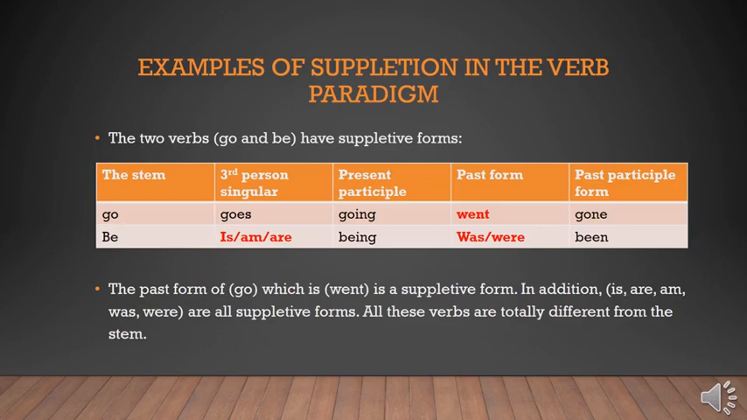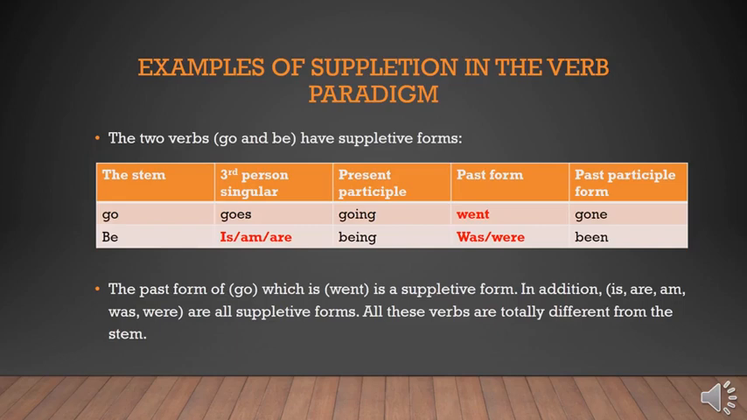For the verb be, the stem is be. The third person singular is is, are. The present participle is being. The past form is was, were. And the past participle form is been. Notice that in the third person singular, which represents the present simple tense, we have is, are. And in the past form we have was or were.